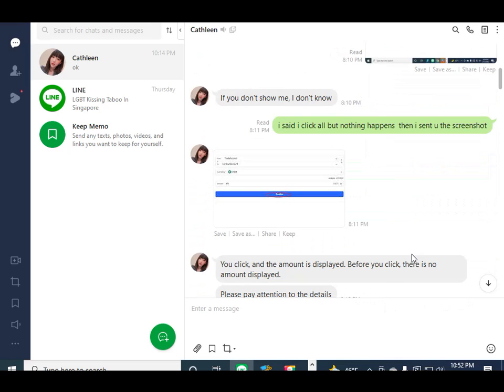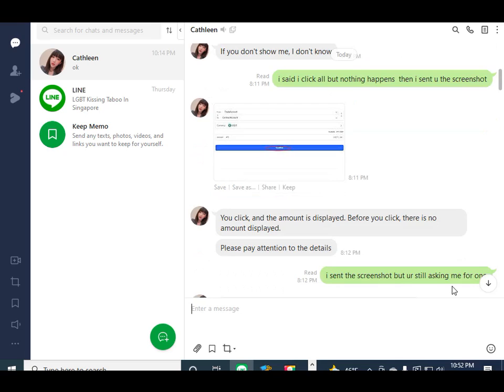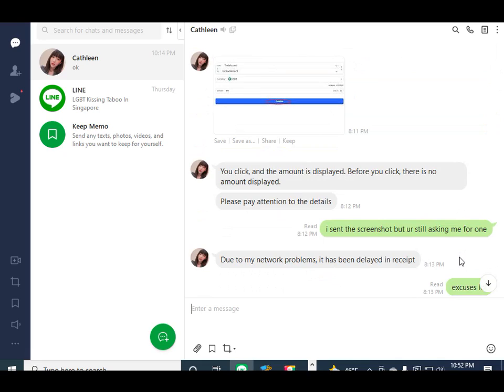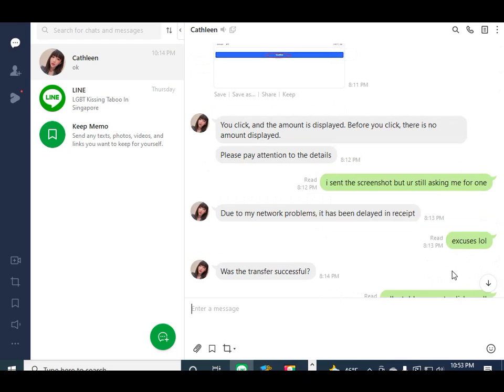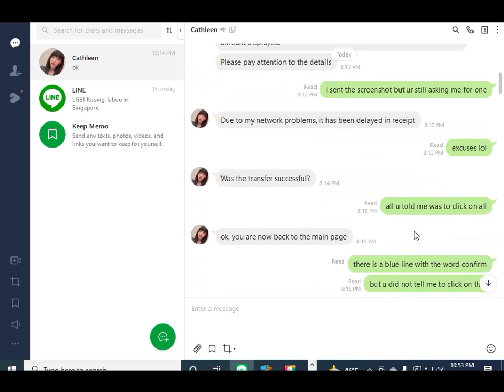Okay, she puts this back. You click and the amount is displayed. Before you click, there's no amount displayed. Please pay attention to the details. Wow, now I'm speaking to my mommy. I send the screenshot, but you're still asking me for one. She said, due to my network problems, it has been delayed in receipt. And I said, excuses, lol. Was the transfer successful? All you told me was to click on all.